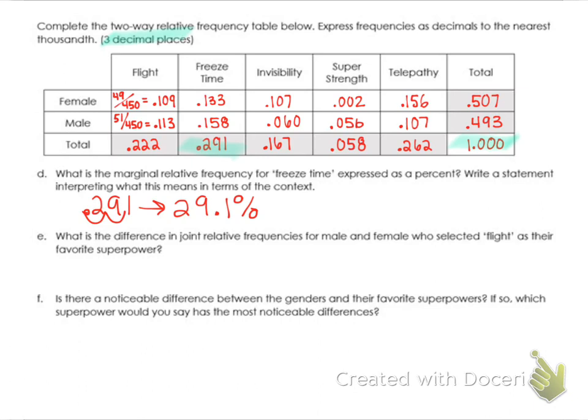Okay, and then it also says write a statement interpreting what this means in terms of our context. So this problem, remember, is talking about what students prefer for their favorite superpower. So in our case, we had 450 total students, and that means that 29.1% of total students chose freeze time as their favorite superpower. Okay, so 29.1% of total students chose freeze time. So this is regardless if a student is male or female. This is just out of the total amount of students that were surveyed.